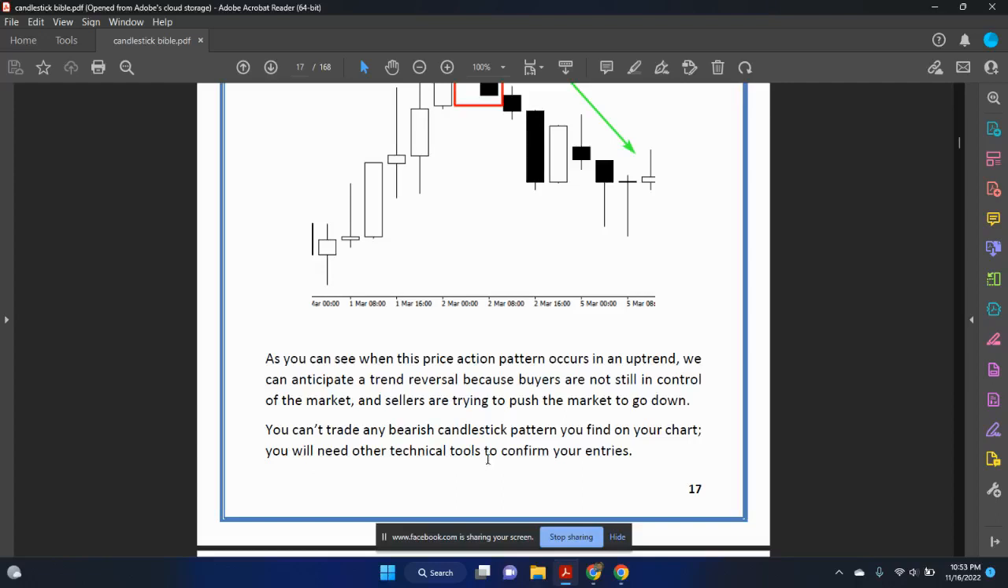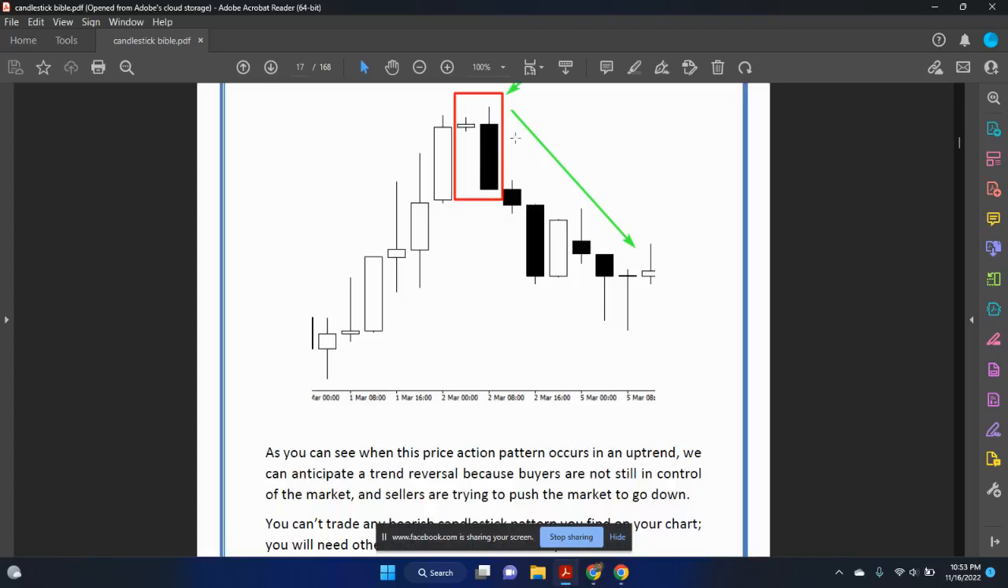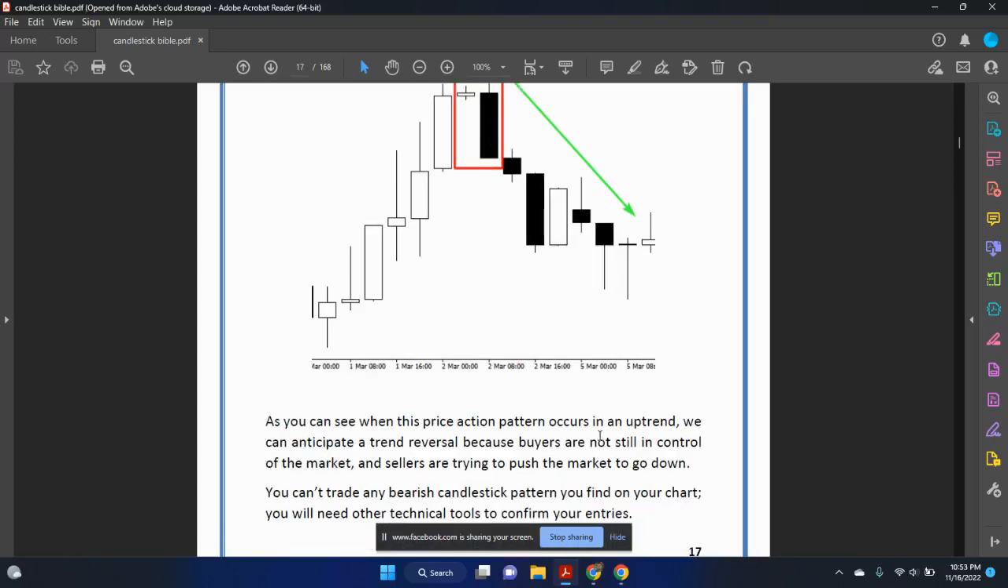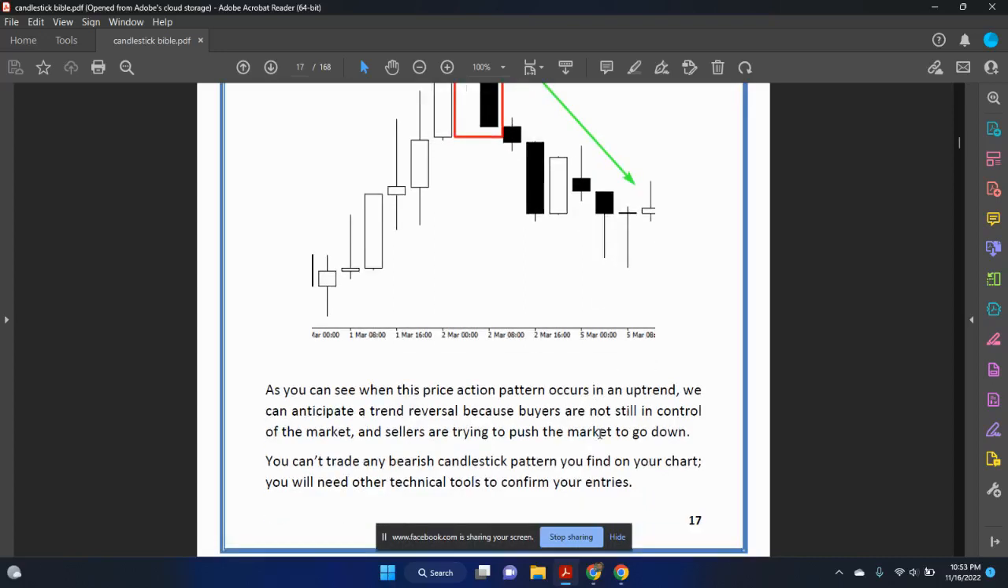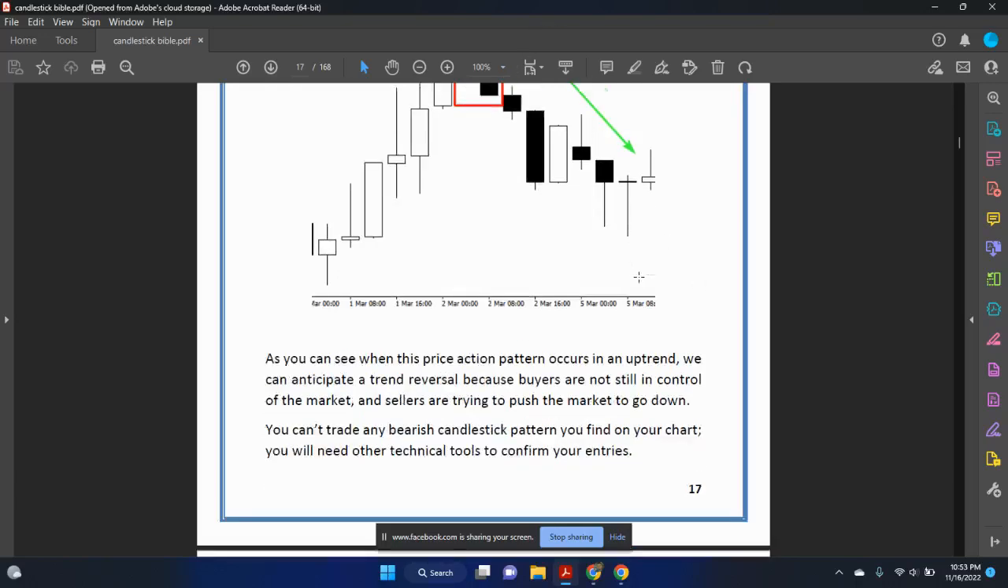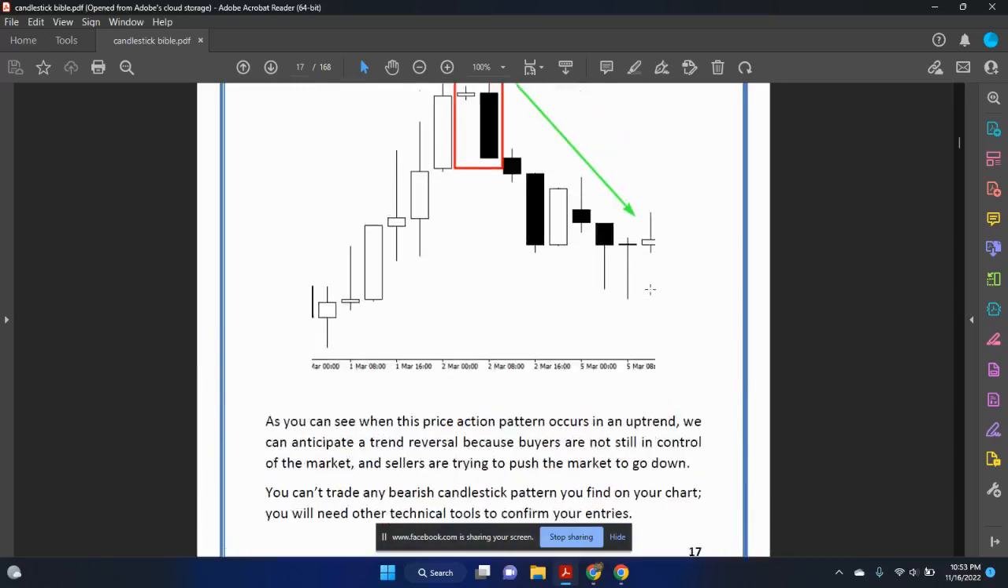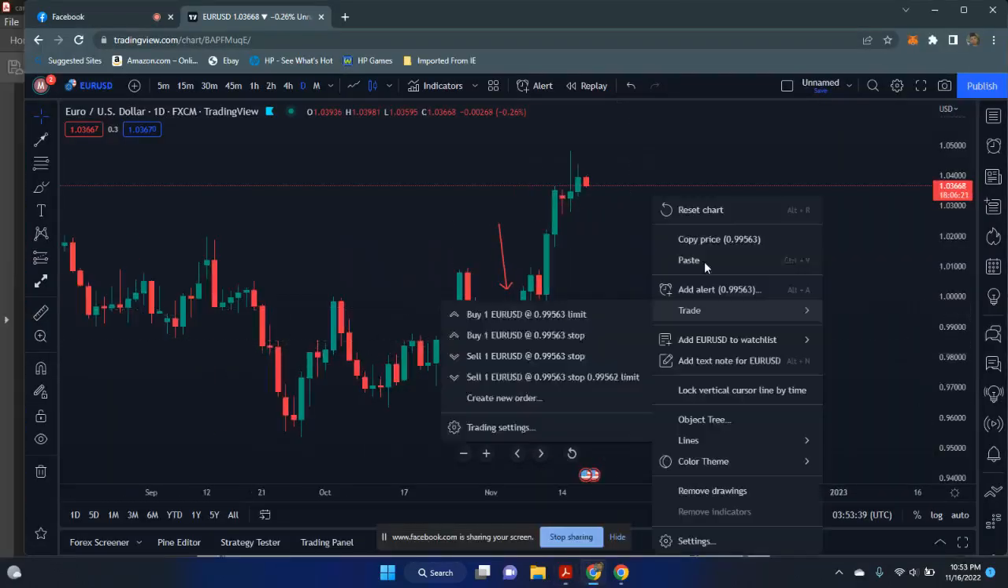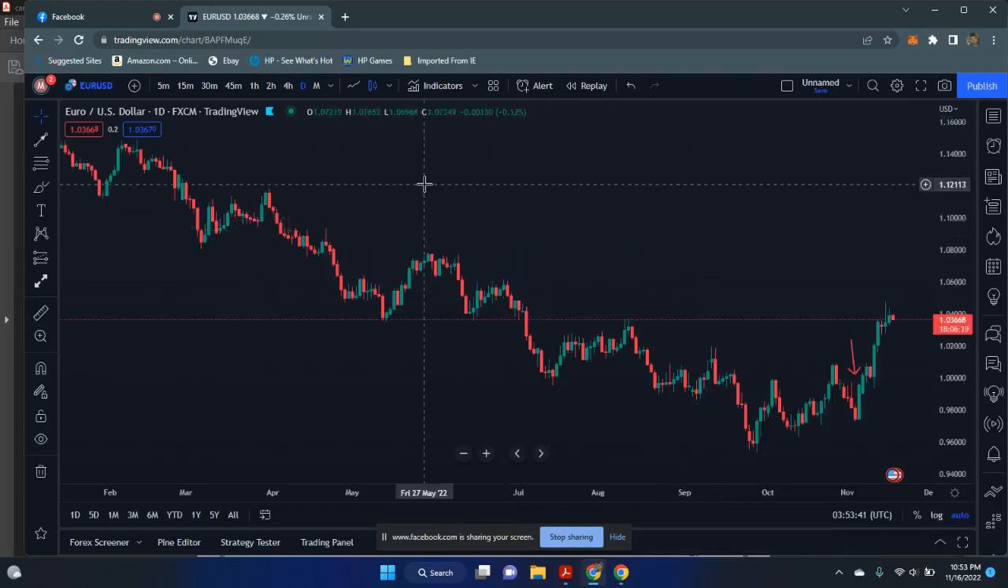You will need other technical tools to confirm your entry. So basically what they're saying is you just don't want to trade this by itself. You want to have different confirmations to validate the reason why you're going to be selling. Okay, so let's take a look at this in the market.